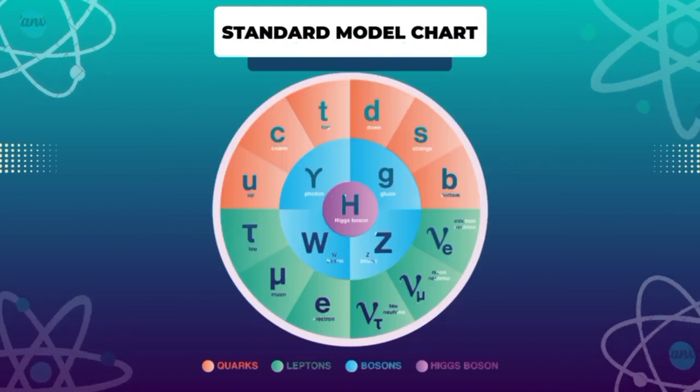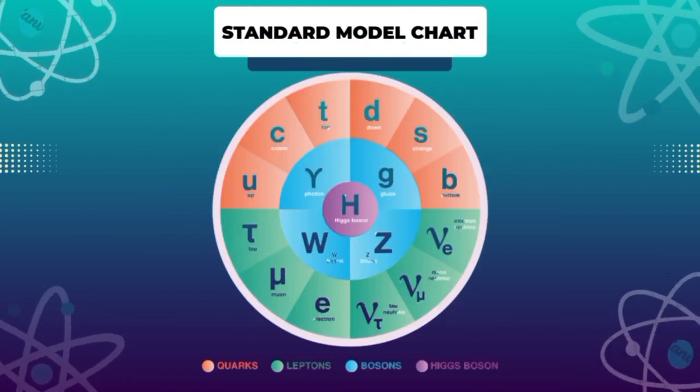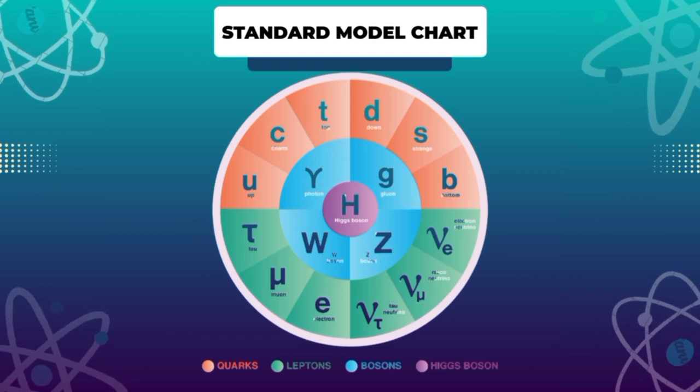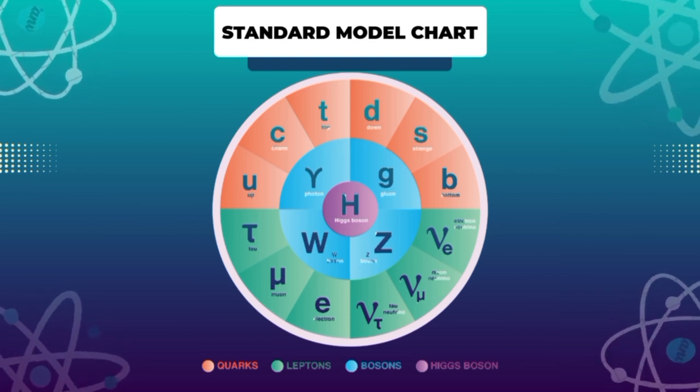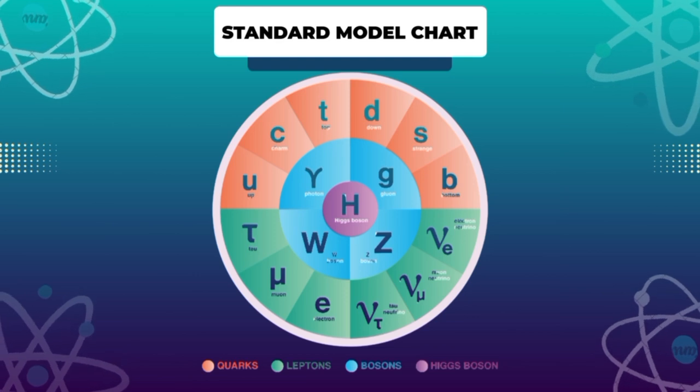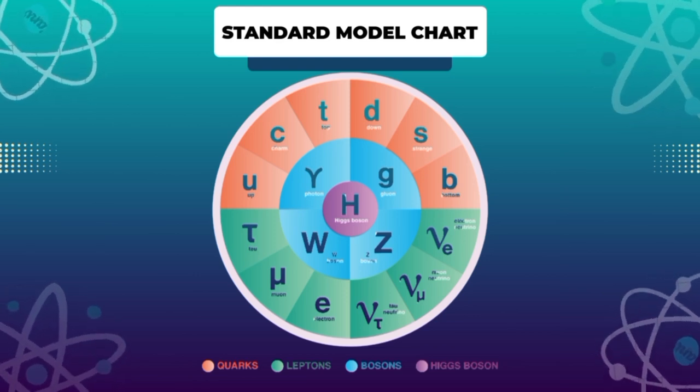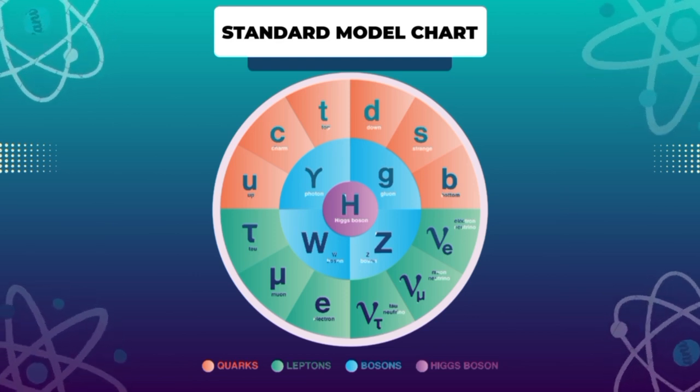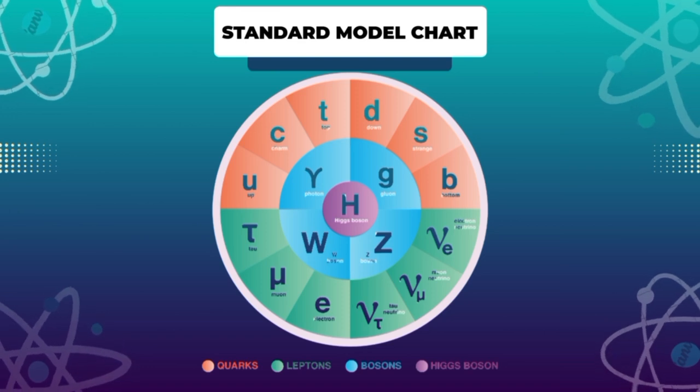Standard Model Chart. This standard model chart is categorized into fundamental particles: 12 matter particles, 6 quarks and 6 leptons, and 5 force carriers including the photon, gluon, W and Z bosons, and the Higgs boson. These are the building blocks of the universe, each playing a key role in matter and energy interaction.